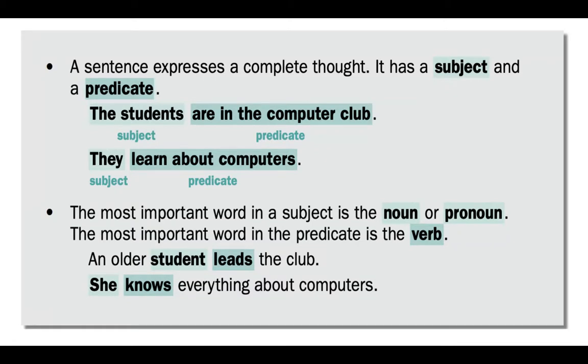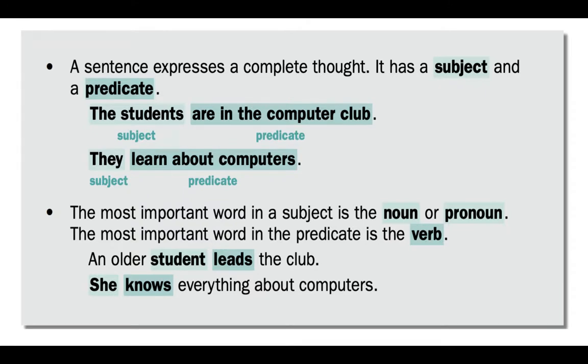A sentence expresses a complete thought. It has a subject, or who or what is doing something, and a predicate telling you what the subject is doing. For example, the students are in the computer lab. Subject, the students. Predicate, are in the computer lab.